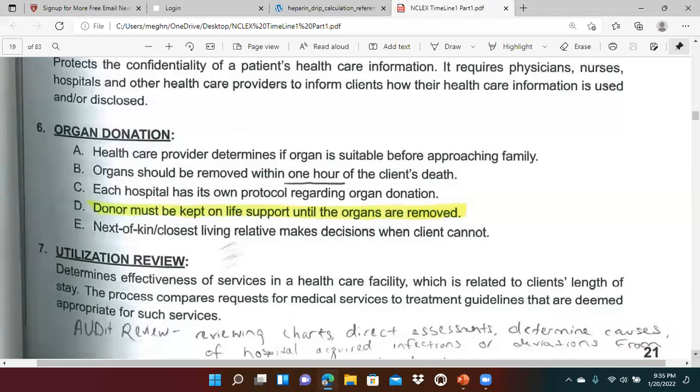The next word here, what is utilization review? It determines the effectiveness of services in a healthcare facility which is related to the client's length of stay. The process compares requests for medical services to the treatment guidelines that are approved for such services, right?